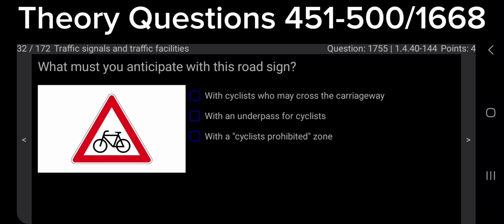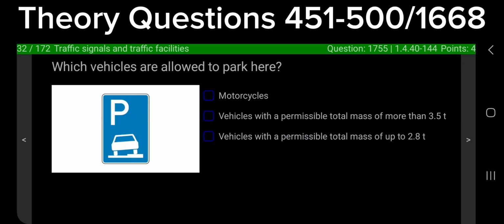What must you anticipate with this road sign? With cyclists who may cross the carriageway. With an underpass for cyclists. With a cyclists prohibited zone. With an underpass for cyclists.